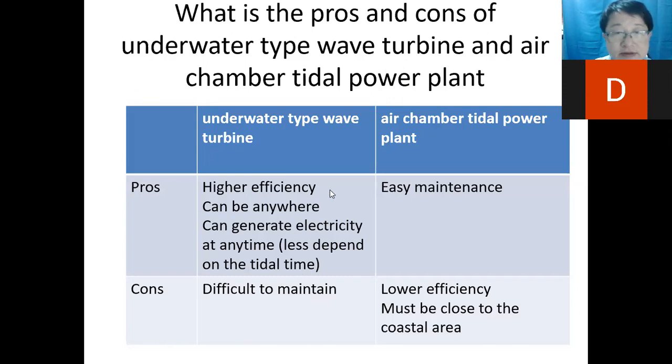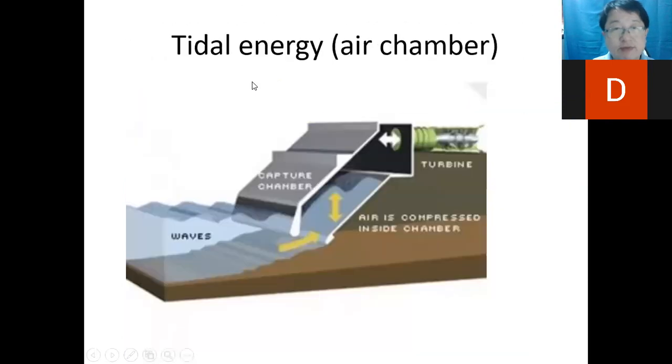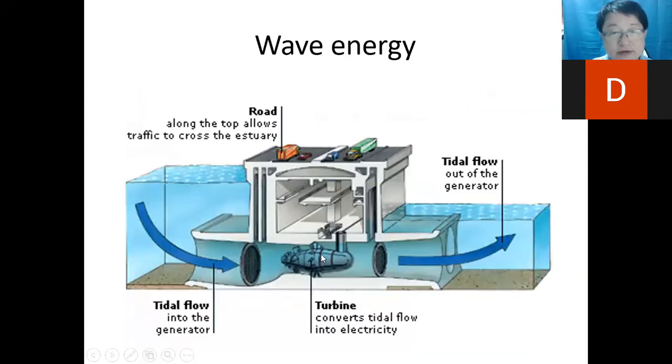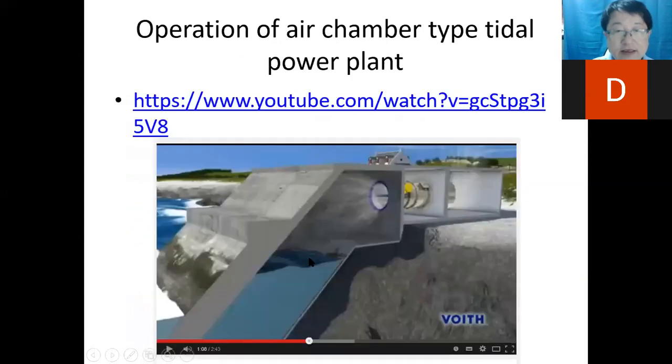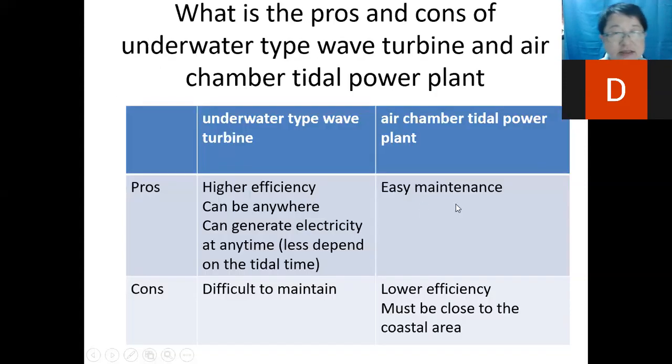And then there are pros and cons of these two different solutions. Let me repeat: one is this one, where you install the generator under the sea. Another is this one, where the generator is above the sea, in the open air, so it is dry and easier for us to maintain. So these are the pros and cons. The air chamber is easy to maintain, but the efficiency is lower. Okay, why? Can anyone tell me why? While the underwater wave turbine has a high efficiency, it is difficult to maintain because it is submerged under water, and you need to dive to do the maintenance.